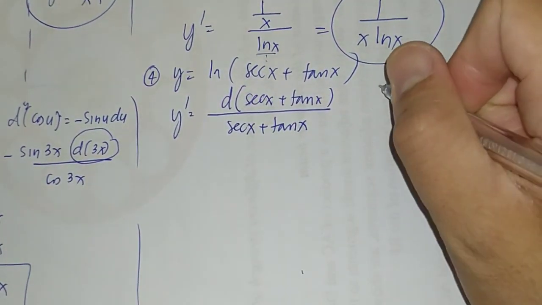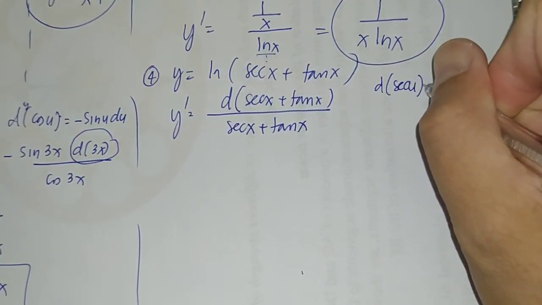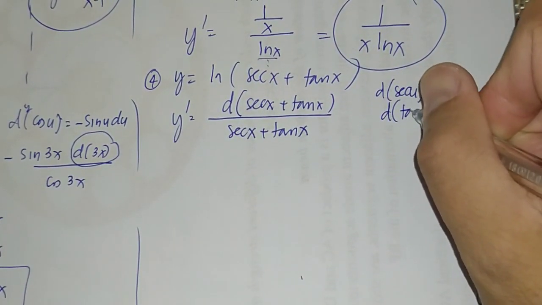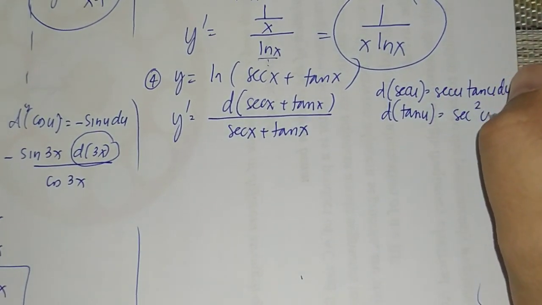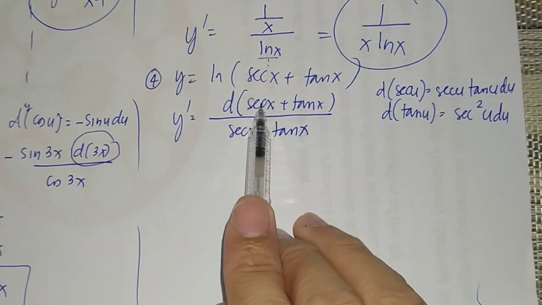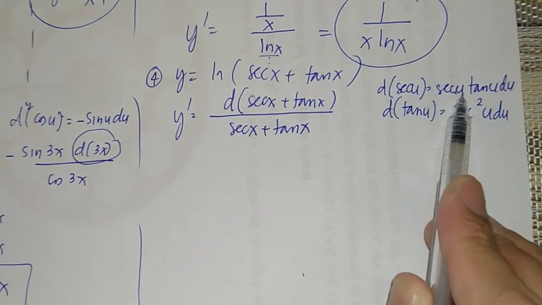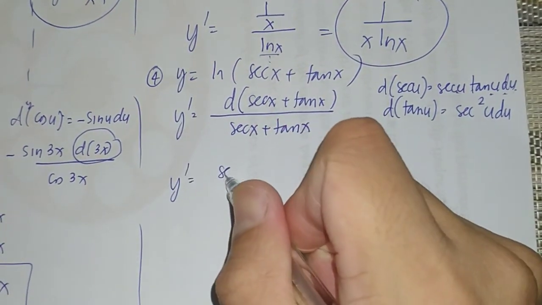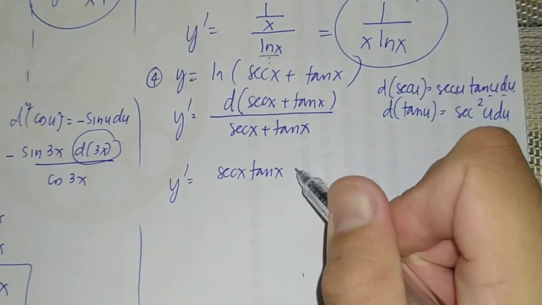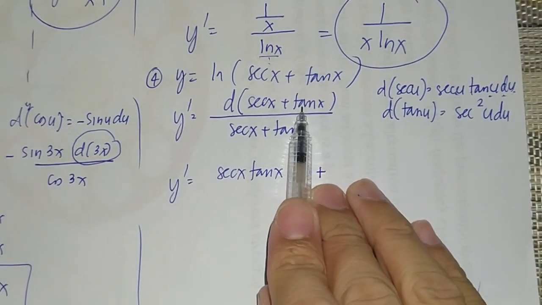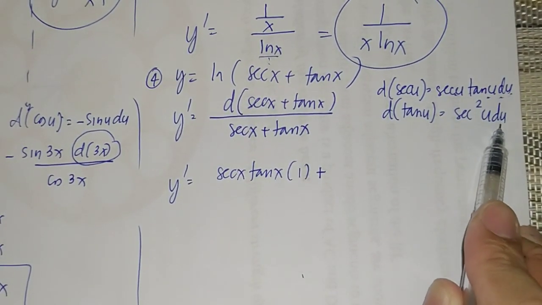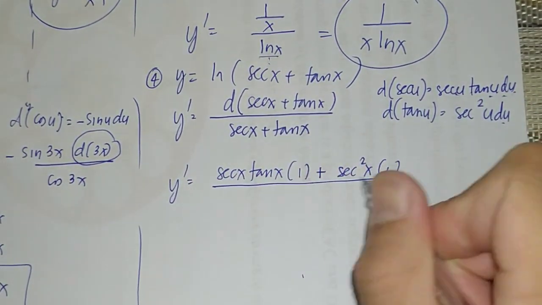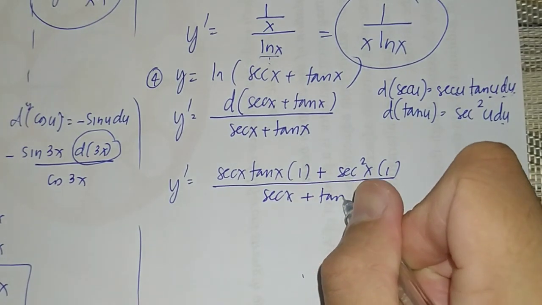So, if we try to go back on our discussion that the derivative of secant u is secant u, tangent u, du. Derivative of tangent u is secant square u du. So, taking the derivative of secant, that's secant of x, tangent of x, derivative of x is 1. So, your y prime here is equal to secant of x, tangent of x times 1 plus derivative of tangent x, which is secant square of x times the derivative of x. So, that's secant square x times 1 over secant x plus tangent x.